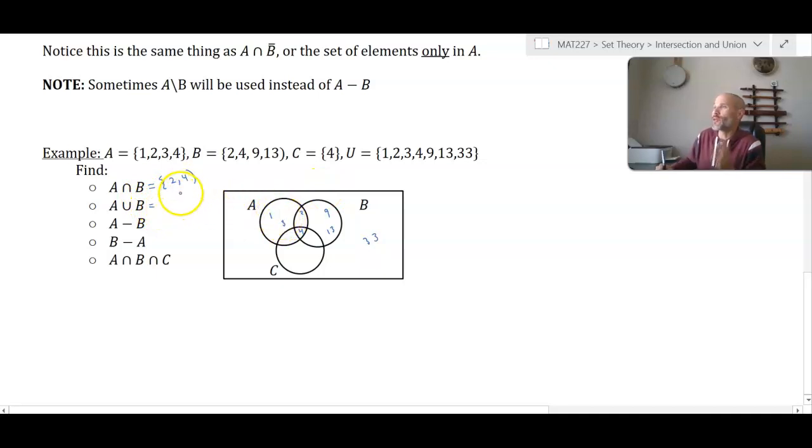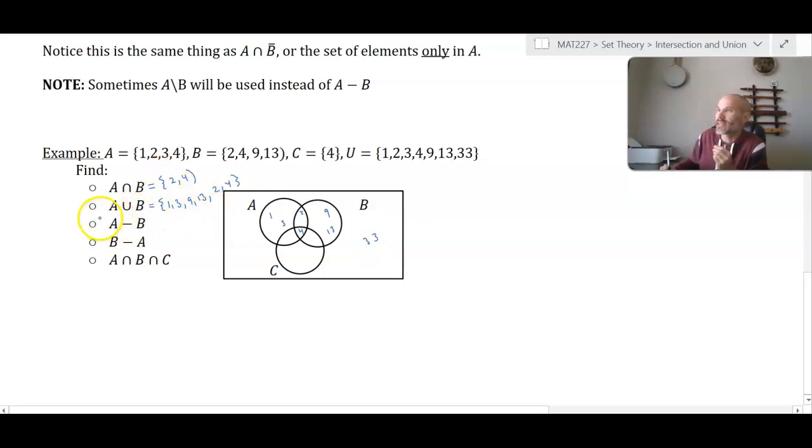Now, A union B is the things just in A, that would be 1 and 3. Just in B would be 9 and 13. And then anything that they have in common would be 2 and 4. Now, if you're like, well, why didn't you put those in order? Remember, sets do not require ordering. So if you want to rearrange them, you can, but this set would be the same thing as 1, 2, 3, 4, 9, 13.